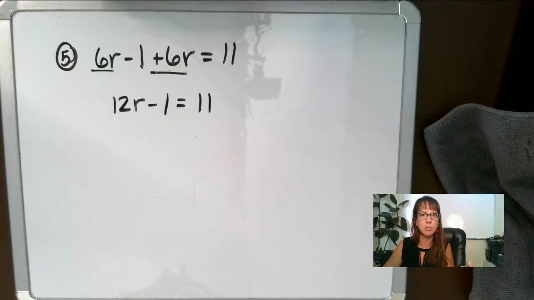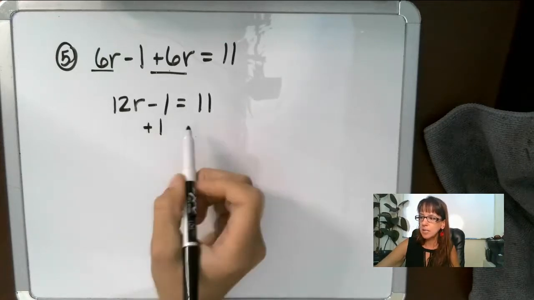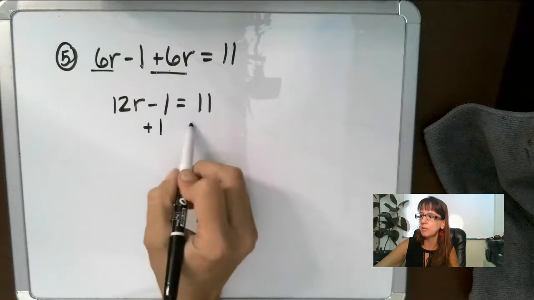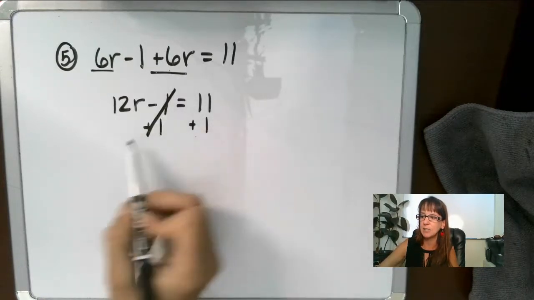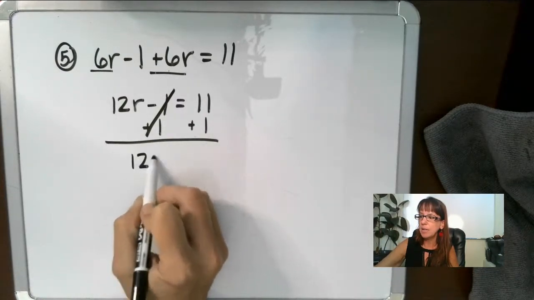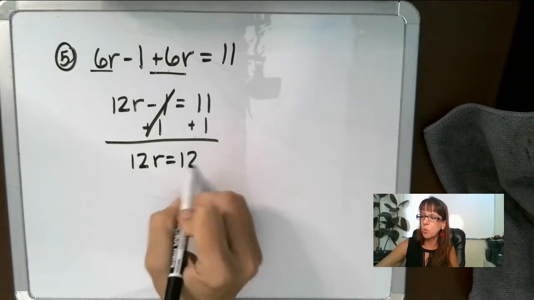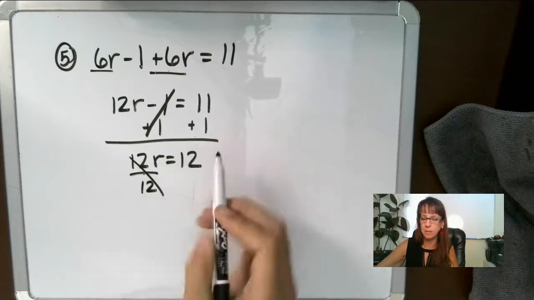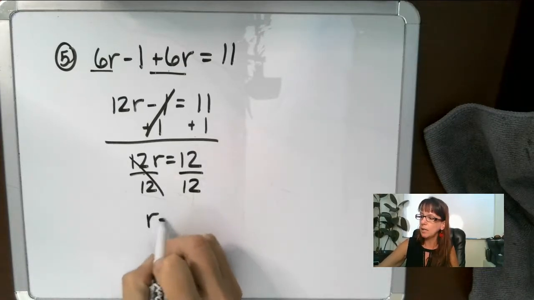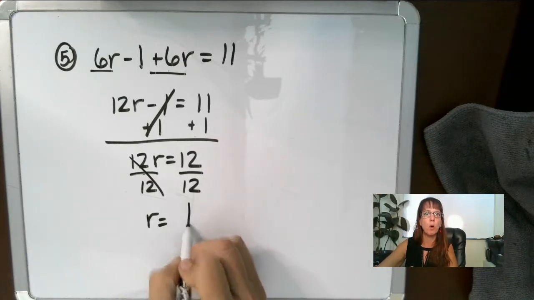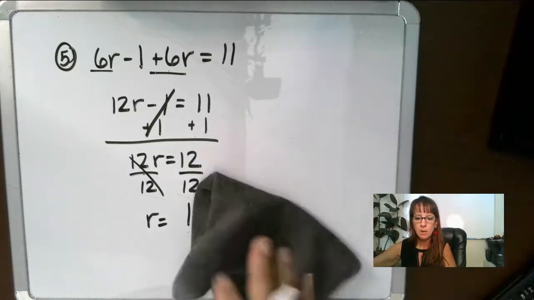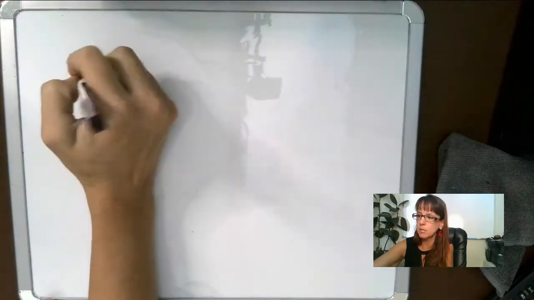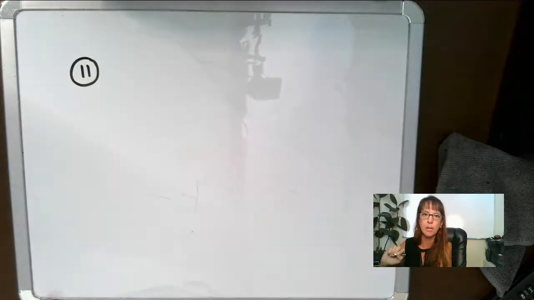Now we're in a position to be able to do this again. Add 1 to both sides because we have 3 chunks and we want to get that 1 chunk with the variable by itself. So we're going to add 1 to both sides because that cancels this out. And we get 11 plus 1, which is 12. Divide both sides by 12 because it's the opposite of multiply. R equals 12 over 12 is 1. Good. Okay, now I think you should be able to do the rest of those. I'll send your mom the answers so that you can double check your work.